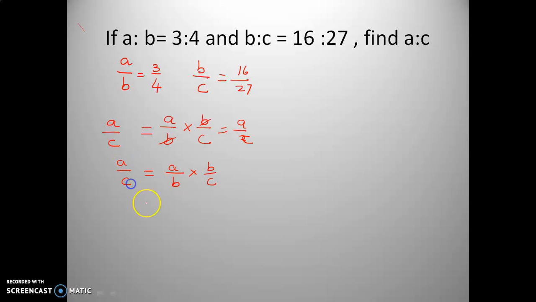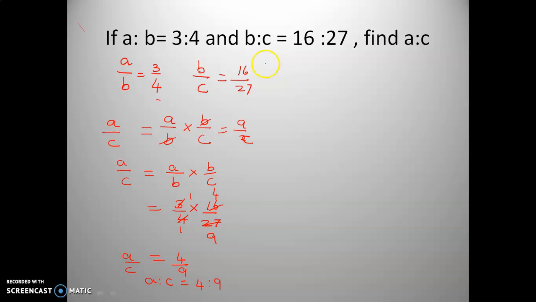Is it clear? So now substitute what is the value for A by B? 3 by 4. That's what is given in the question, isn't it? Into what is B by C? 16 by 27. Now cancel it. 4 4s are 16. 1 3 is 3. 9 3s are 27. 4 by 9. So the ratio for A is to C is 4 is to 9. This is one method of doing this.